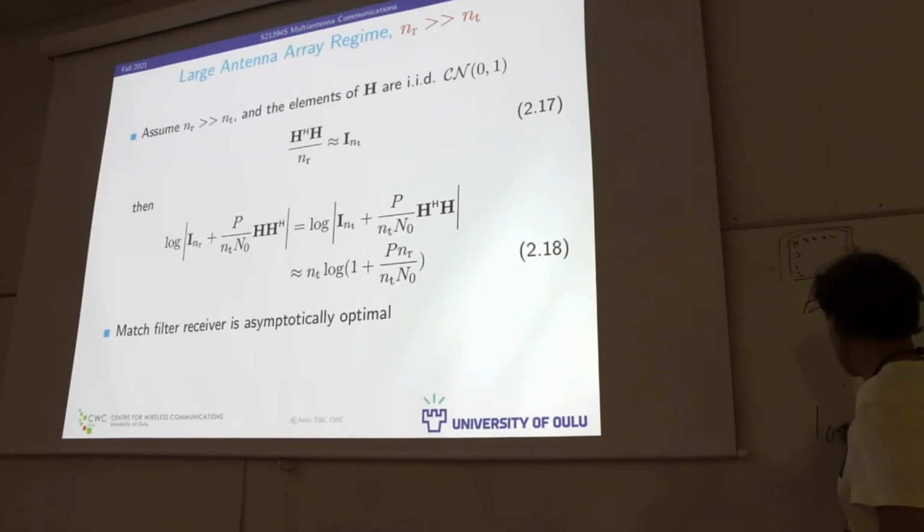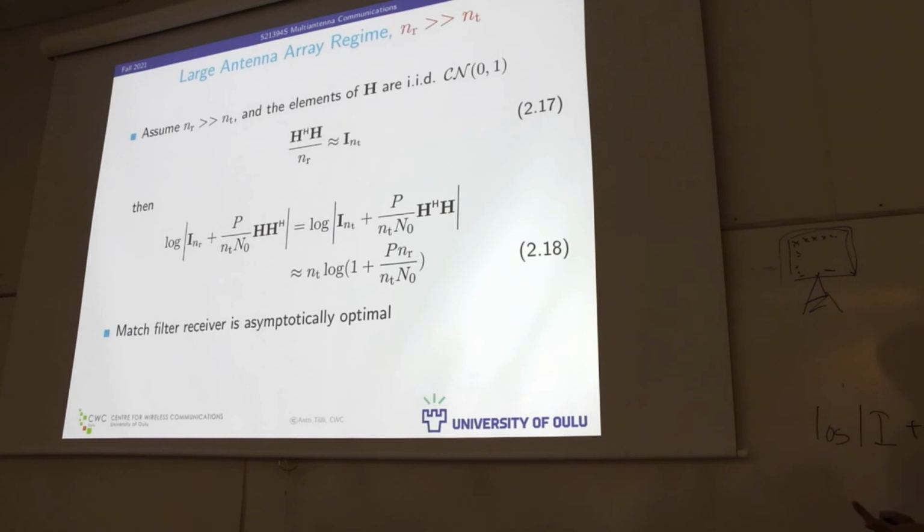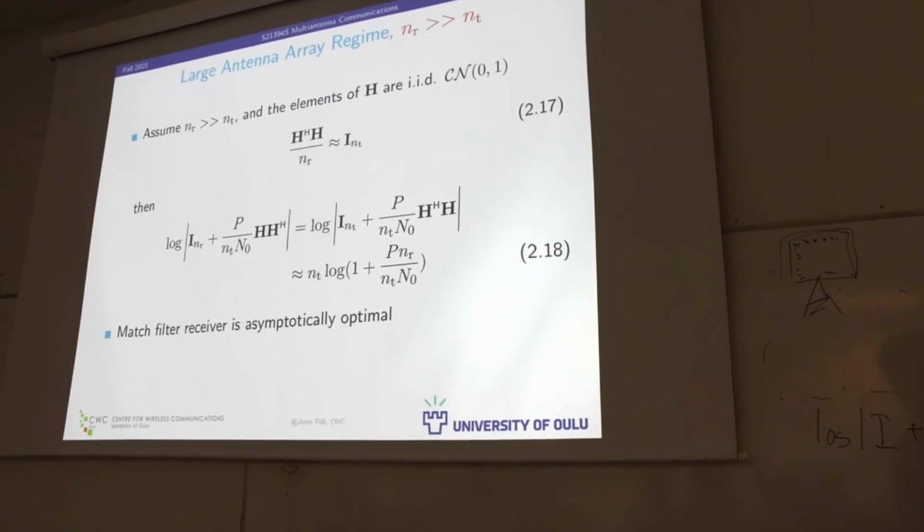Now, if you consider the capacity, and we don't have CSIT, but actually here the CSIT does not really matter. We assume that this is an IID channel, so there's a rich scattering environment around. Of course, in practice, this is not the case. So we have P over N_T N_0 times H Hermitian.